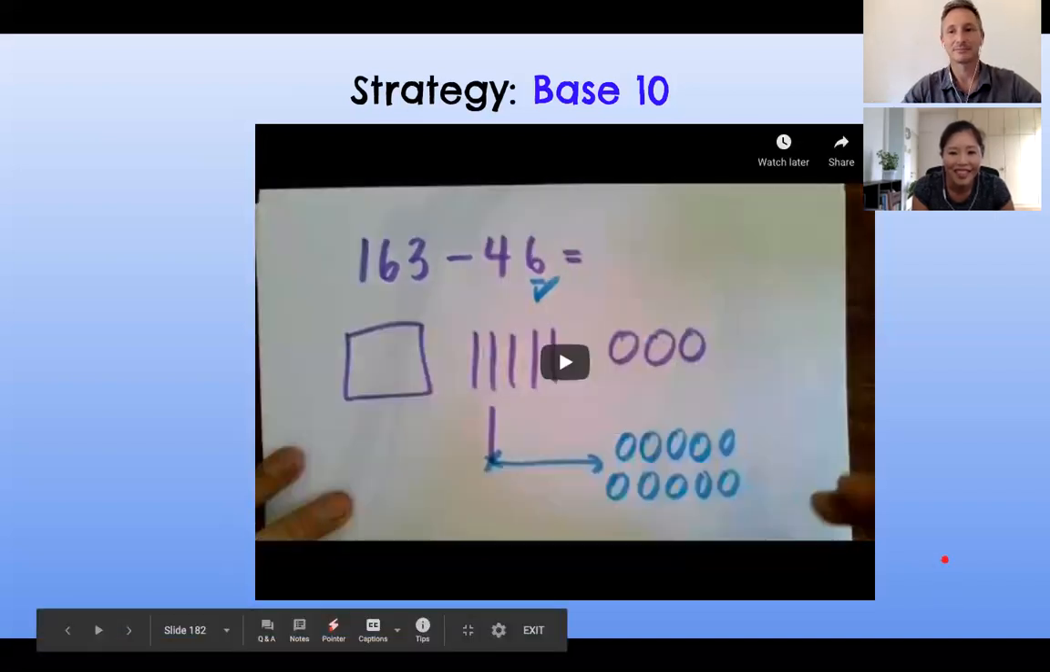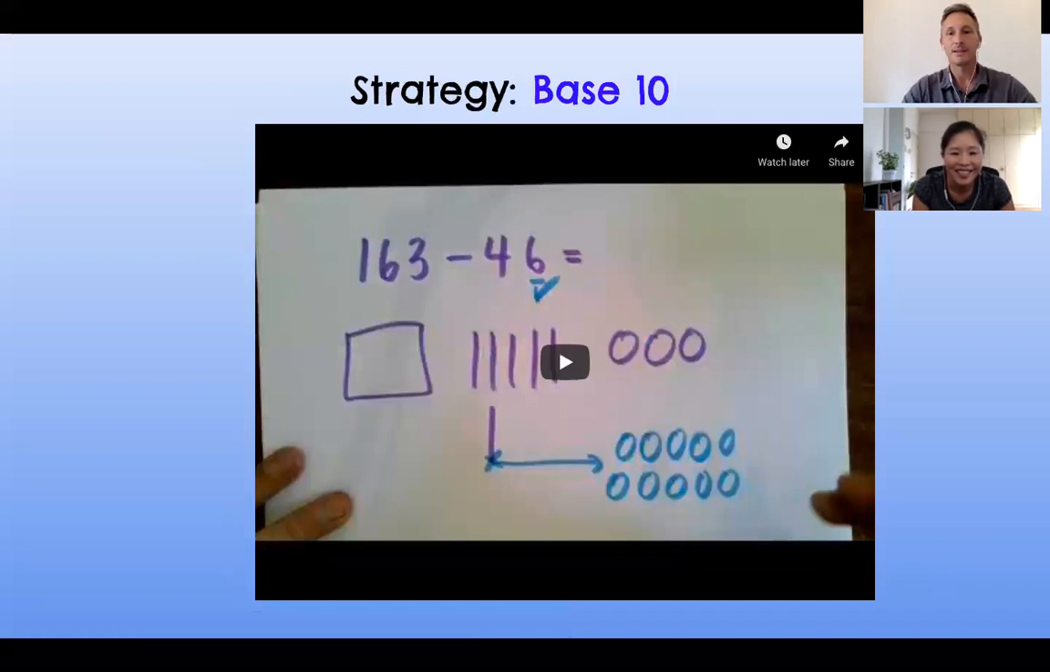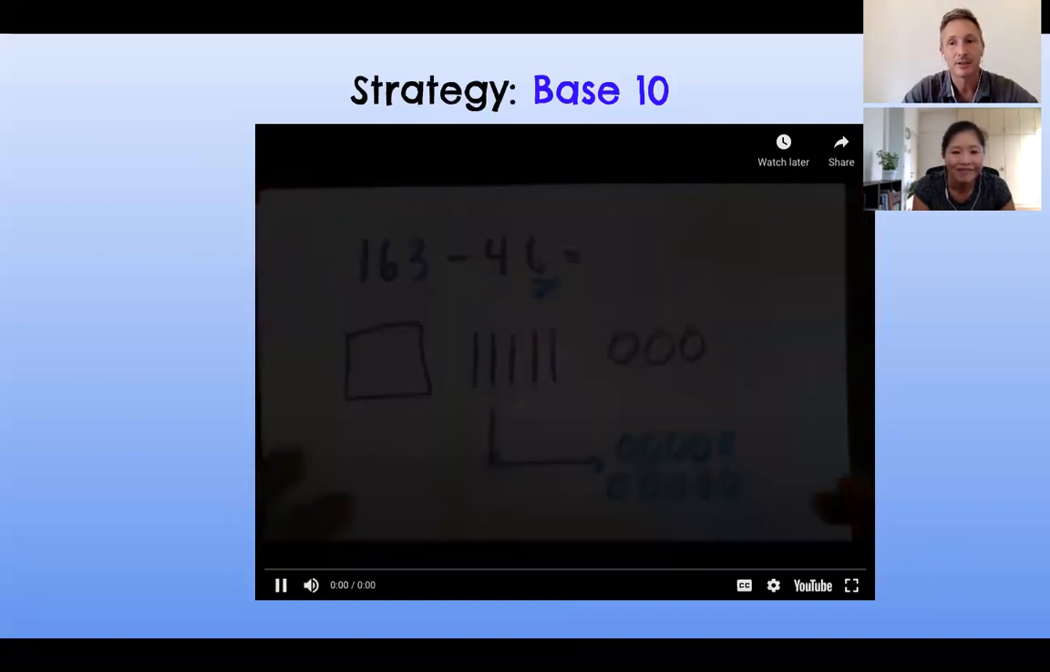Good job, Mr. Regan. Thank you. Okay, so just really make sure that if you don't have enough of those ones, how are you going to get more ones? You're going to have to break apart those tens to get enough ones to take away. All right, here we go.